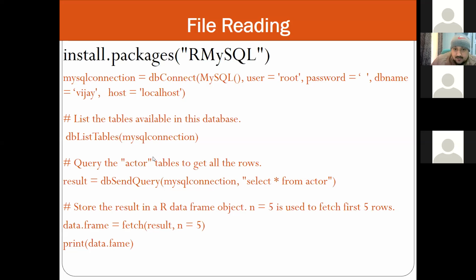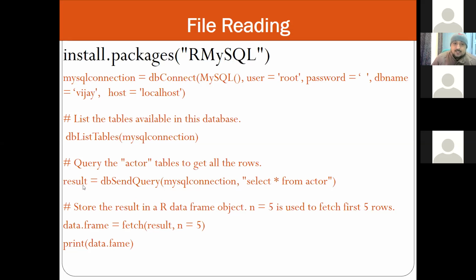After that, for example, we want to send a query to get all the data present in our database, and we have to retrieve the query from the active tables. In that case, simply write the command dbSendQuery, and then mention my MySQL connection. Then you have to select all the data from the table actor, writing select star from actor. This is the command to select all the rows from the actor table, and that will be transferred to the result section.